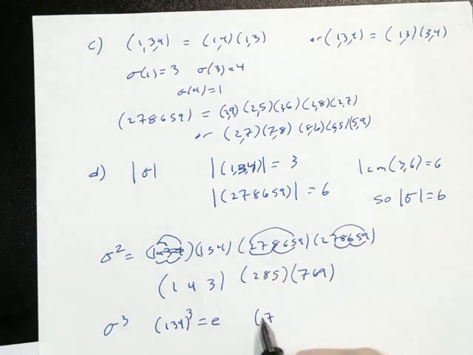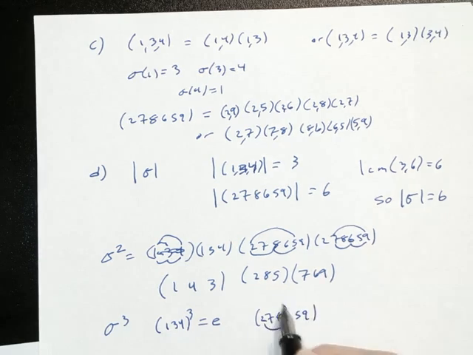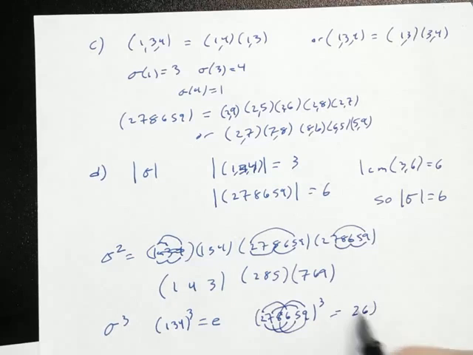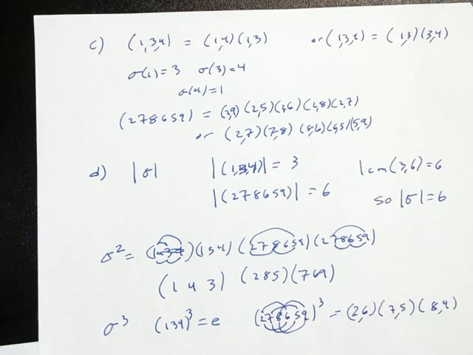But 2, 7, 8, 6, 5, 9 skips by threes. So that becomes 2, 6, 7, 5, 8, 9. And so on. So whenever you're doing sigma cubed, you don't want to look at what you got for sigma squared. You just want to go back to the original. I think it's easier that way.